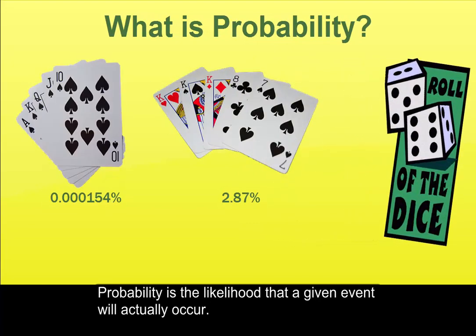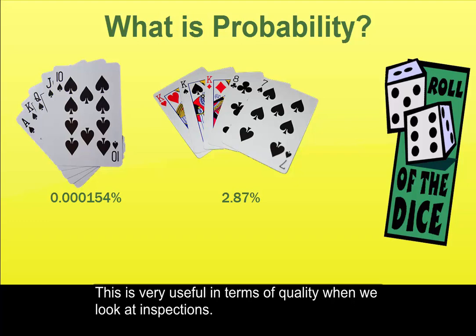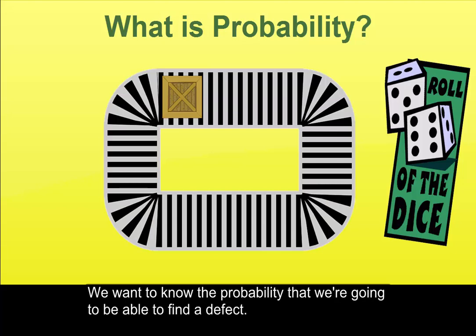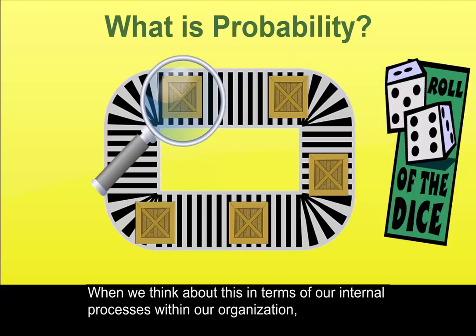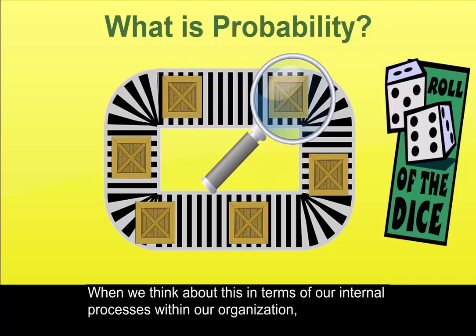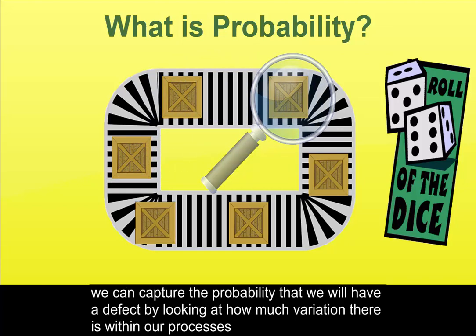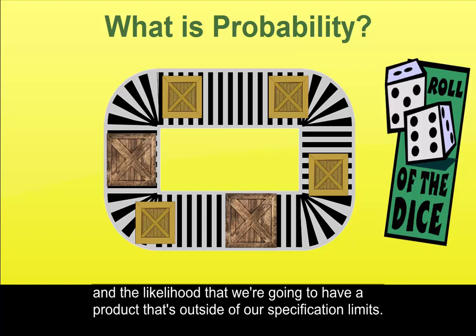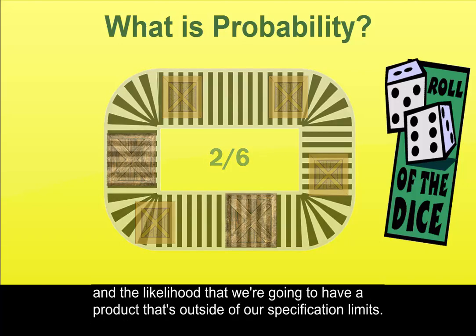Probability is the likelihood that a given event will actually occur. This is very useful in terms of quality when we look at inspections. We want to know the probability that we're going to be able to find a defect. When we think about this in terms of our internal processes within our organization, we can capture the probability that we will have a defect by looking at how much variation there is within our processes, and then the likelihood that we're going to have a product that's outside of our specification limits.